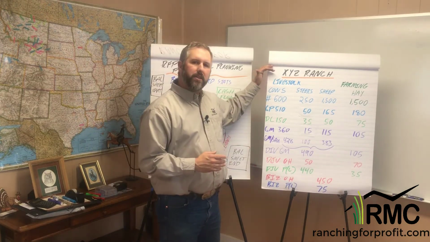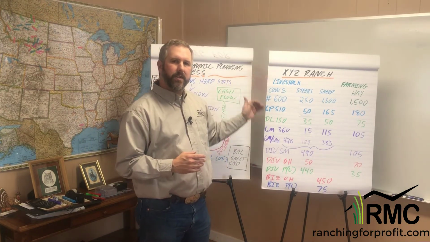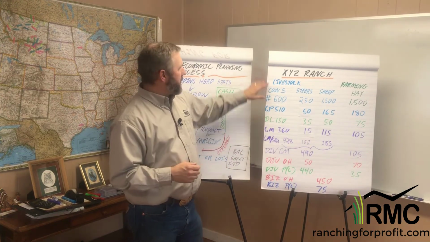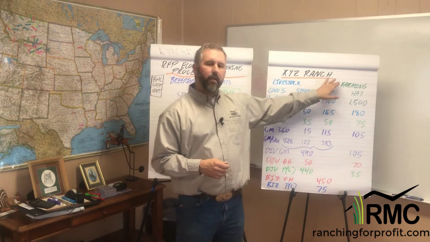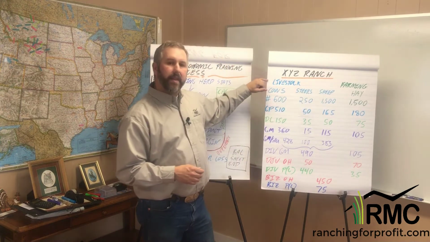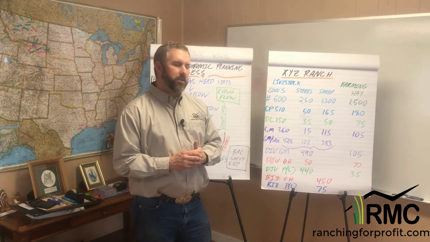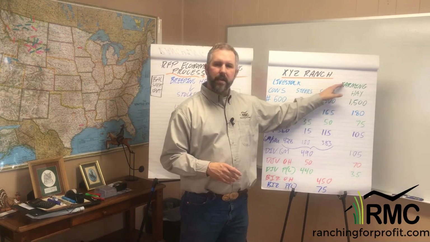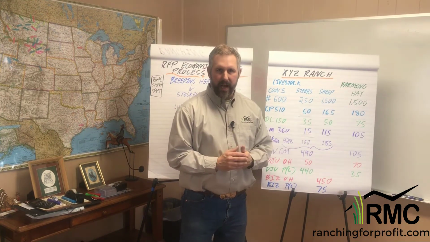First thing is the ranch is going to break it down into divisions and enterprises. This ranch has two divisions, a livestock division and a farming division. Inside the livestock division, there's three enterprises: cows, steers, and sheep. The farming division just has one enterprise, hay.